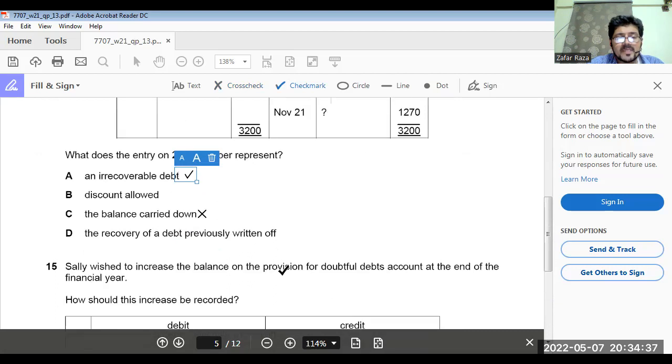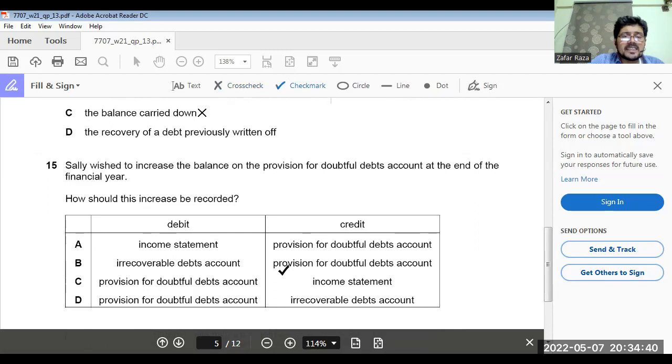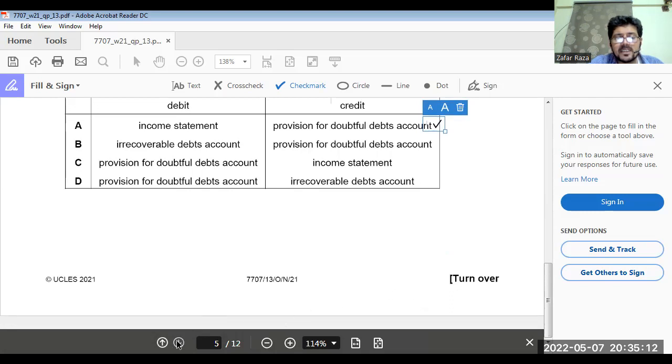Okay. Now, 15. Sally wishes to increase the balance on the provision for doubtful debts. If we want to increase provision for doubtful debts, you have to credit provision for doubtful debts. So option A or B could be the answer. But when you are increasing or creating provision for doubtful debts, you have to debit income statement. So it means option A should be the answer. Getting my point clear? Okay. Come to the next page.